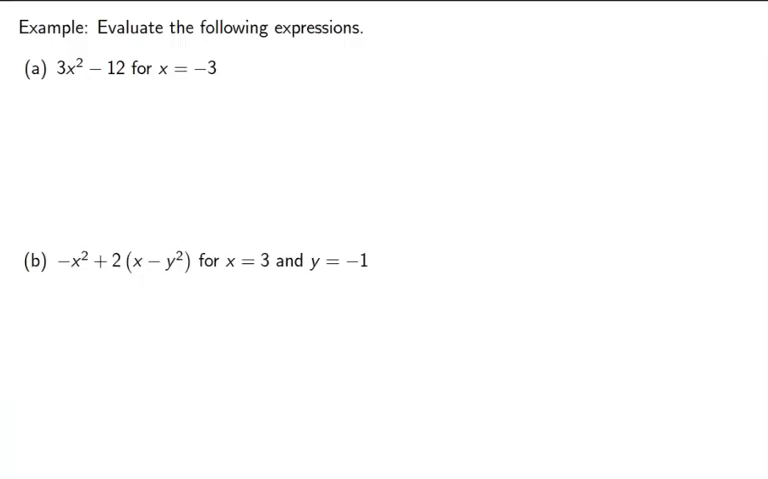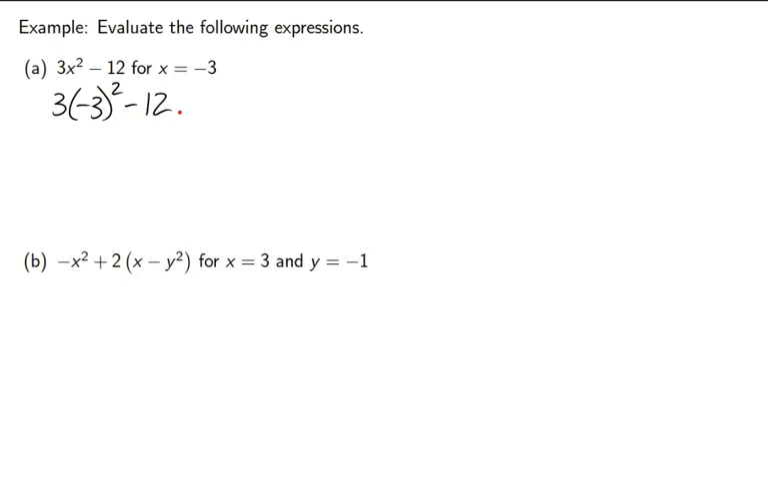So, let's do some quick evaluation. And these are usually pretty straightforward. Sometimes you hear the phrase plug and chug, or maybe just plug it in. Anyway, so to evaluate an expression, we have 3x squared minus 12, and we want to plug in x equals -3. So wherever I see an x, I replace it with -3. And you'll notice I used parentheses here. That's always a good idea to do.